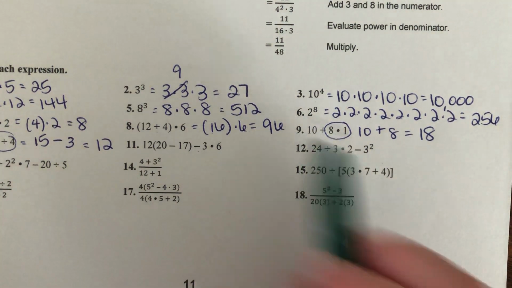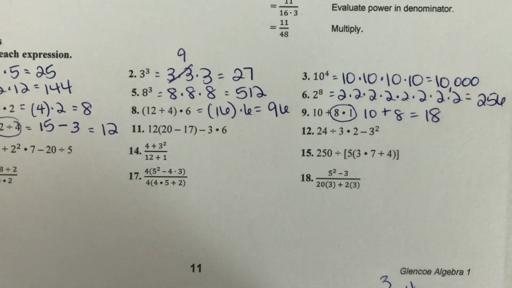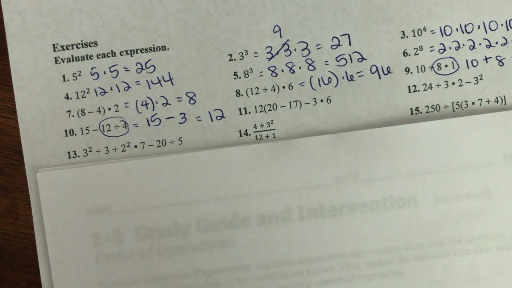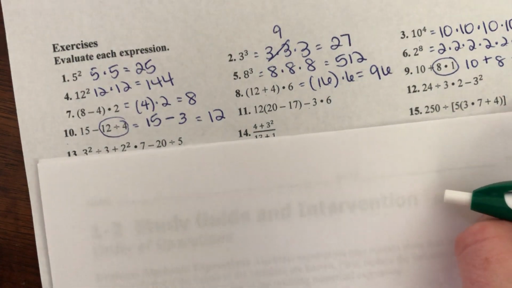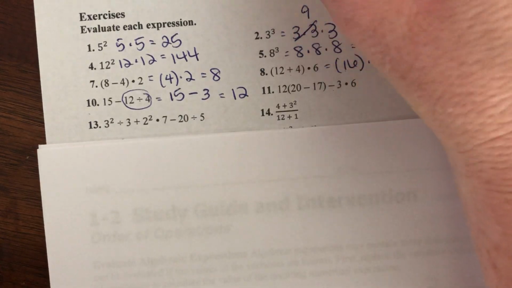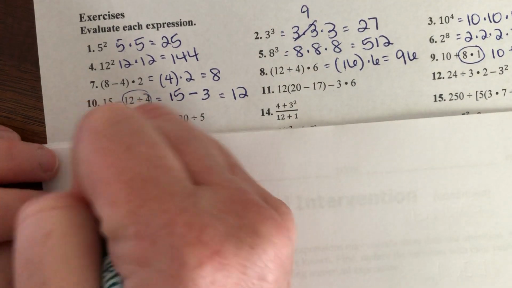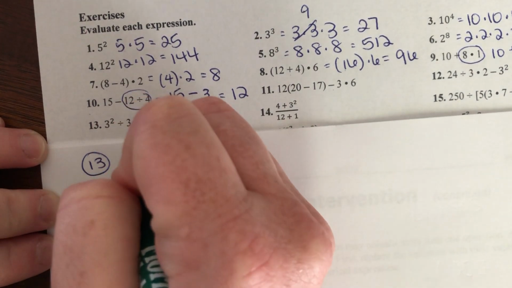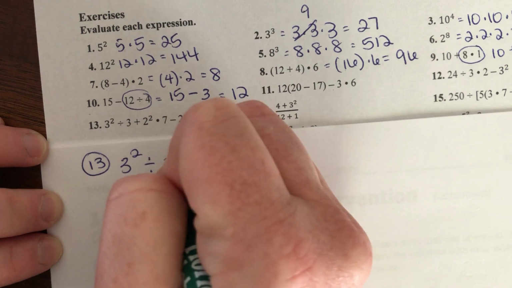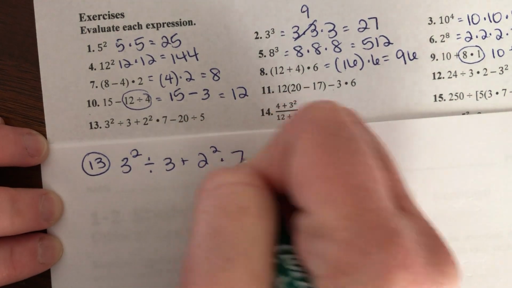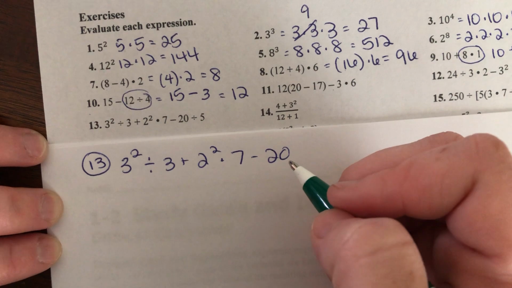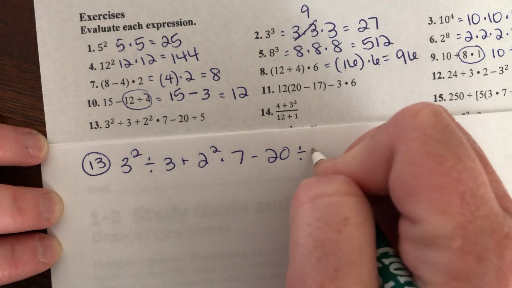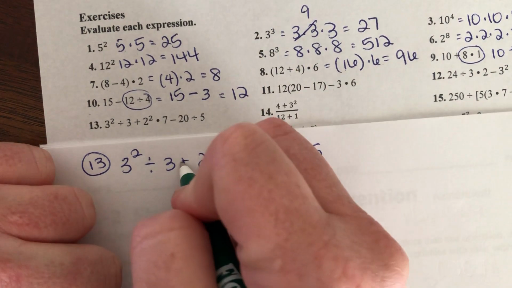All right, so now we're going to start on trying to do some of these longer ones here. I'll get a separate sheet of paper. Oh, I'm already crooked, sorry. I'm using the back of other worksheets. All right, for number 13. Hopefully you can see that. Yes. We have 3 squared divided by 3 plus 2 squared times 7 minus 20 divided by 5. My eyeballs can't see if that's a plus or a division, but it's division.